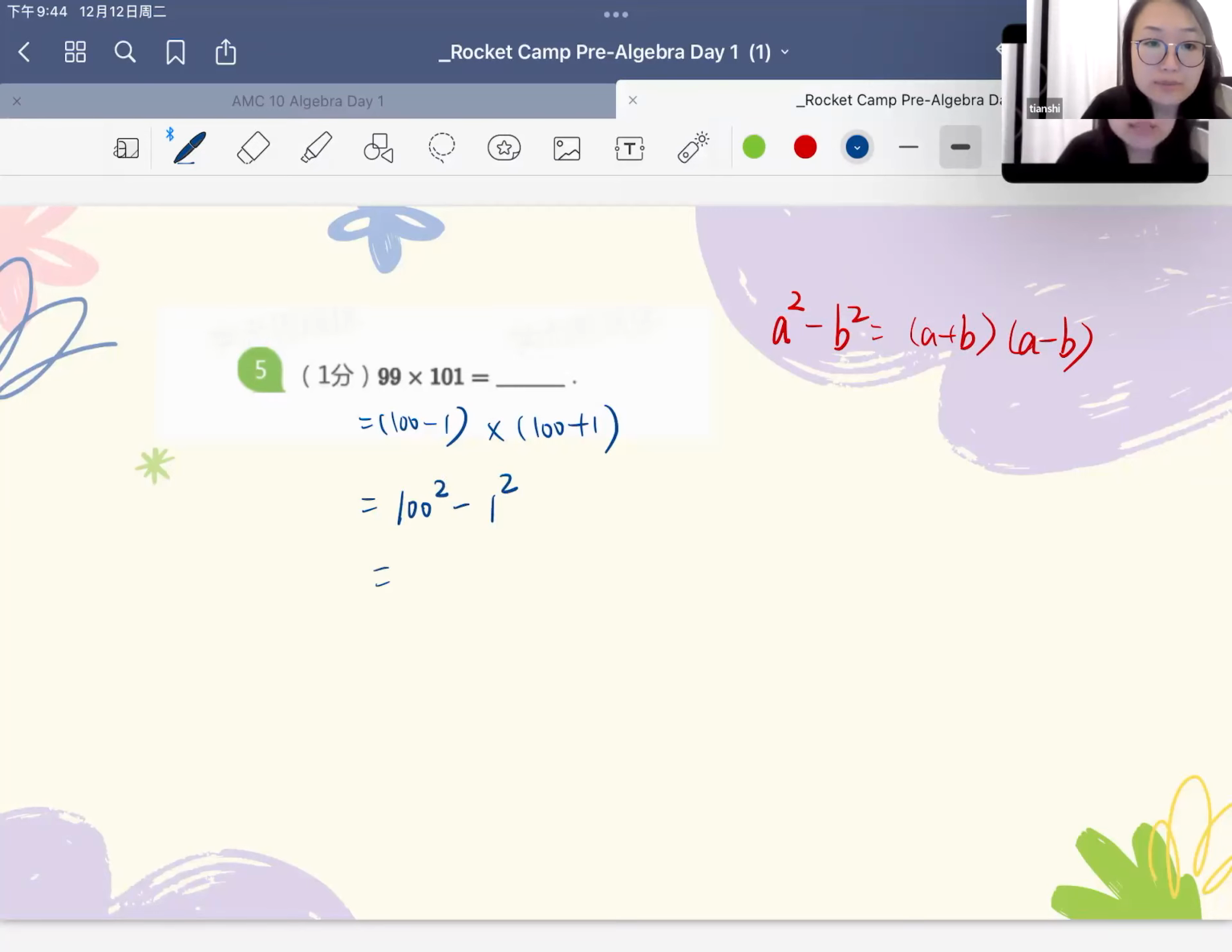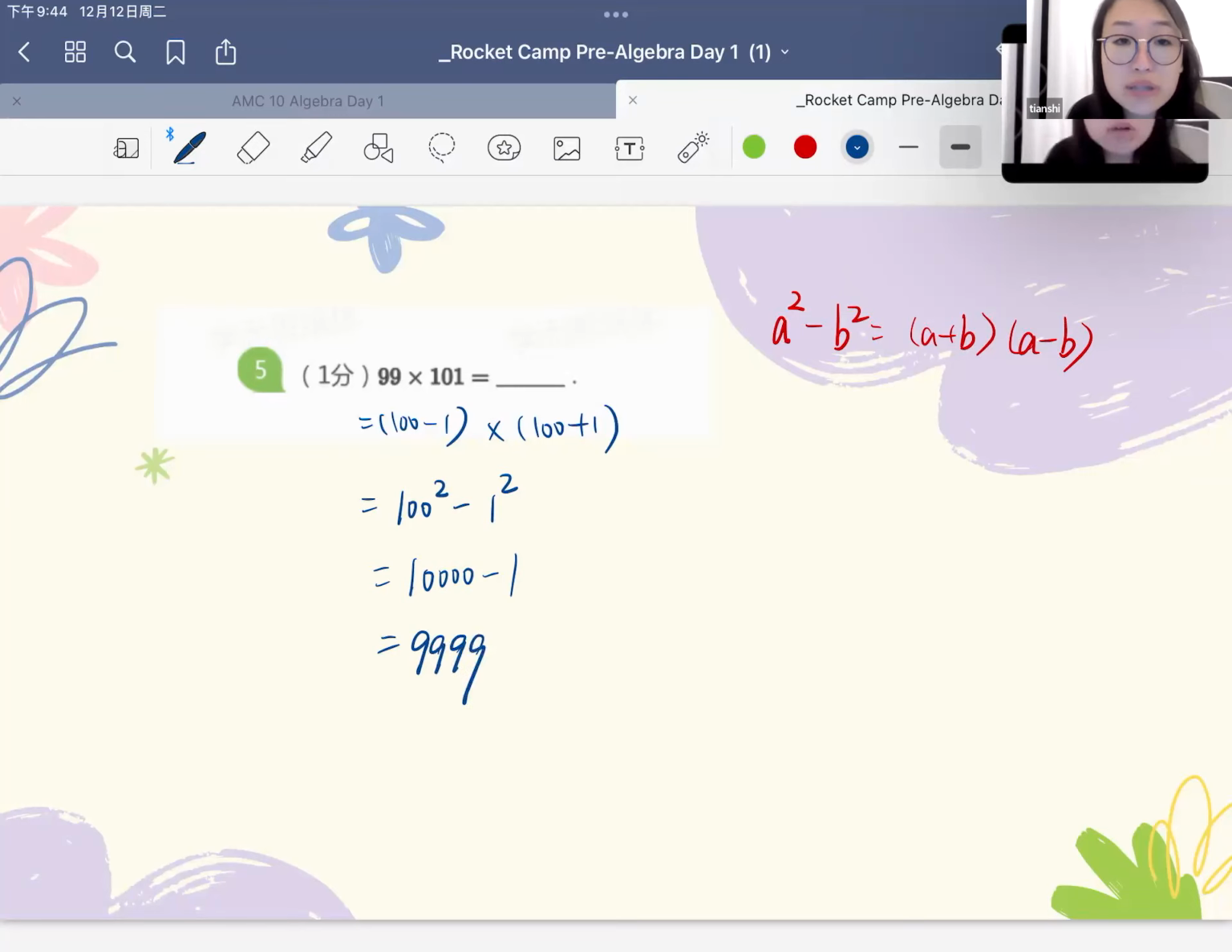So what do we get? We get 10,000 minus 1. And the result will just be 9999, right? So the answer for this one will just be 9999. Okay, so this is for this first calculation question.